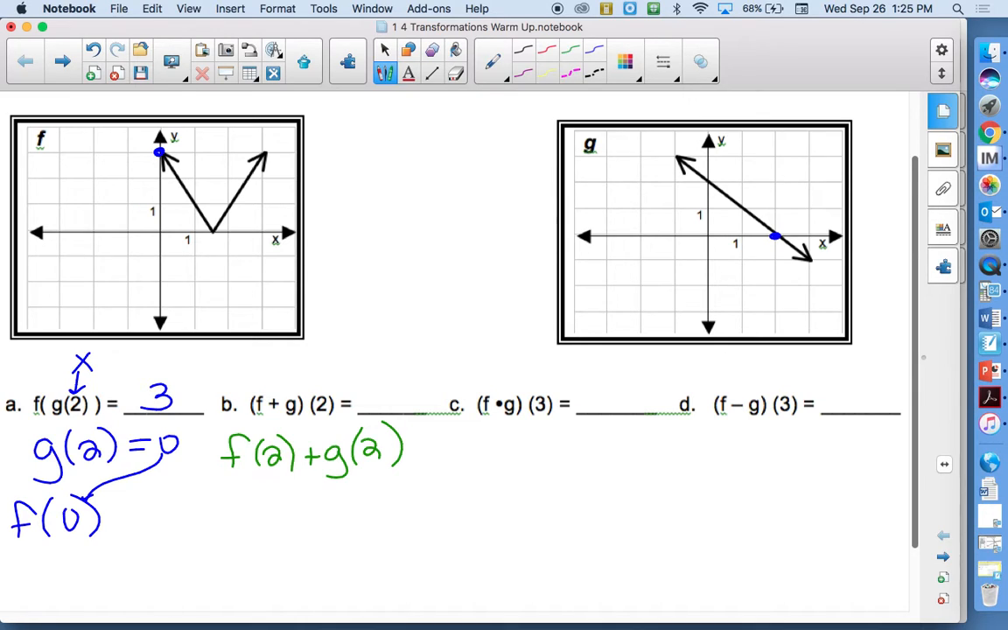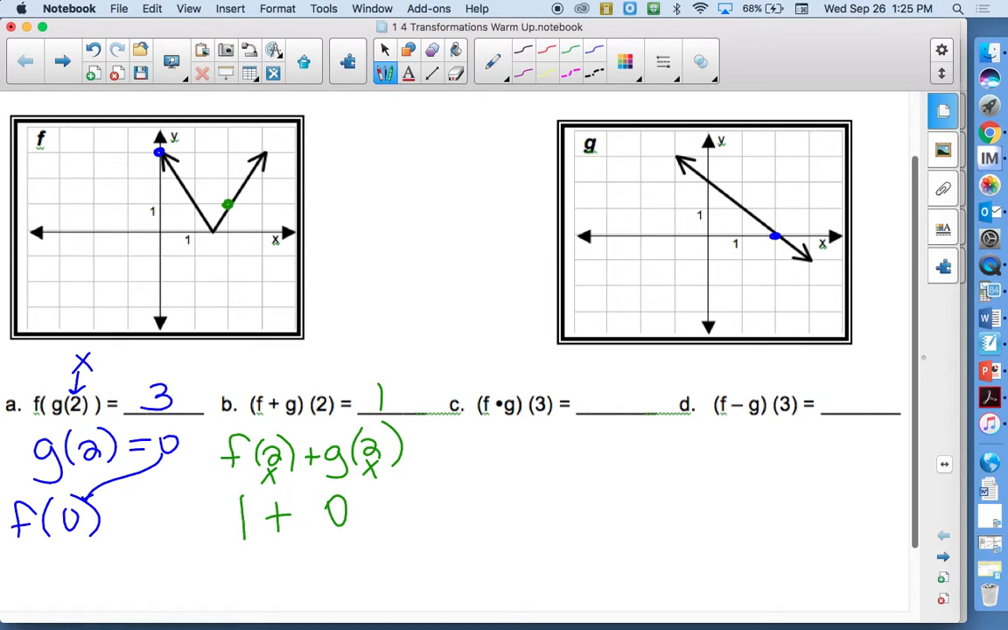Just like we did on the previous one, you're going to find the 2 value for x on the f graph, that x value, you're finding that on the g graph. So looking at f, you're going over to where it's 2 connecting, and that's a value of 1. In g, we already said that was 0. g of 2 is 0. And 1 plus 0 is 1. Questions?